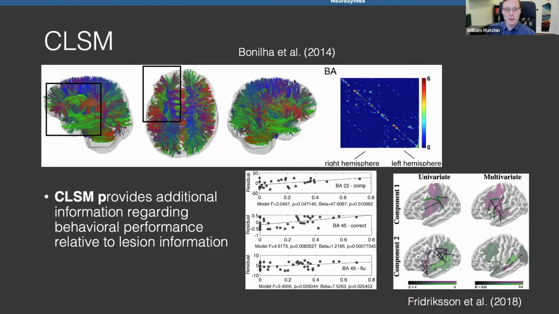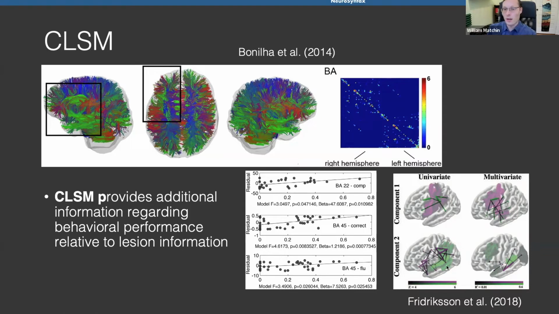So this is a nice paper by Leo Bonilla, who's a co-author on this work, who helped to advance this methodology. And basically what they show here is that in a lesion symptom mapping study, if they include both the lesion, like damage to different areas, the lesion effect, and the disconnection effect, they find a significant effect of the disconnection on top of the effect of the lesion, right?